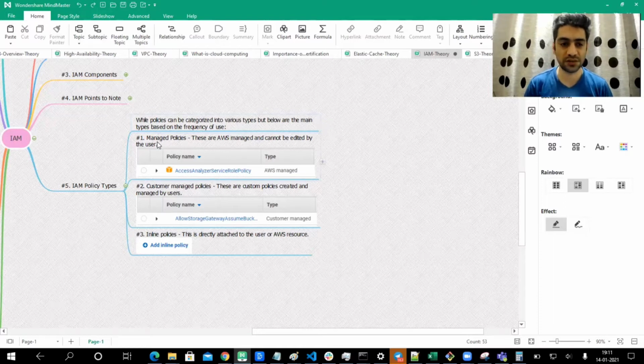So the first type of policy that we have is managed policies. These are AWS managed policies and cannot be edited by a user. If you go into the IAM section, you can see something like this. In the policy name, you can see this policy, access analyzer service role policy. You can see the type says AWS managed, and the other way to recognize this is this symbol.